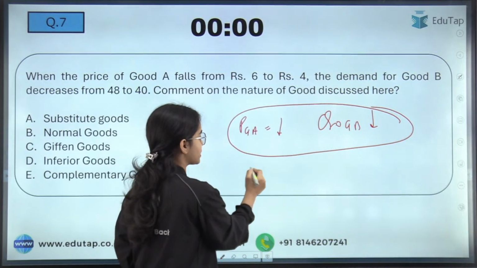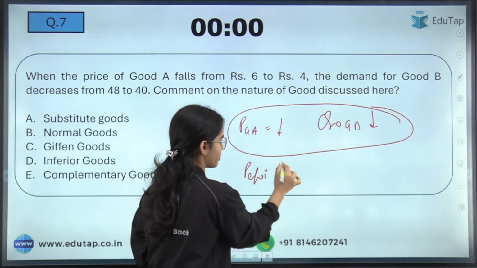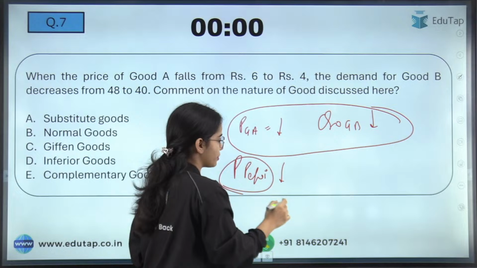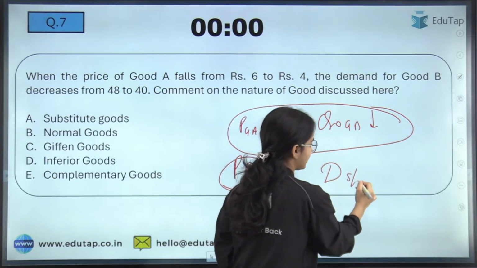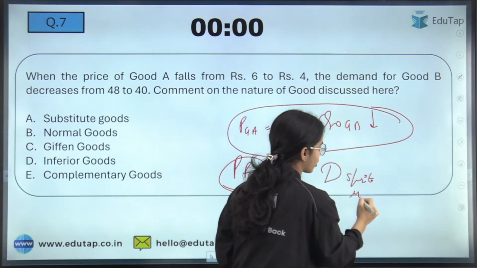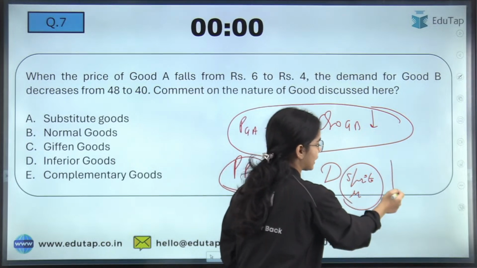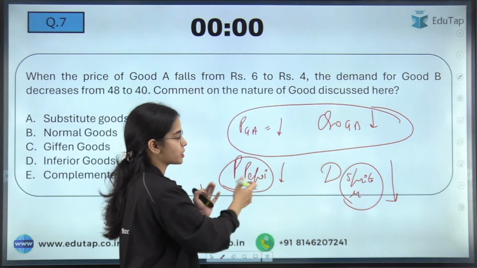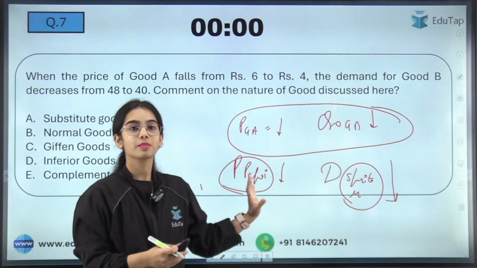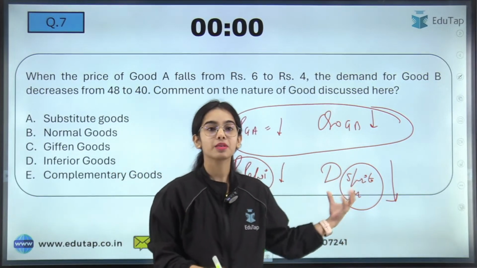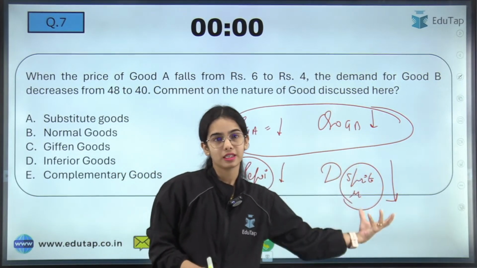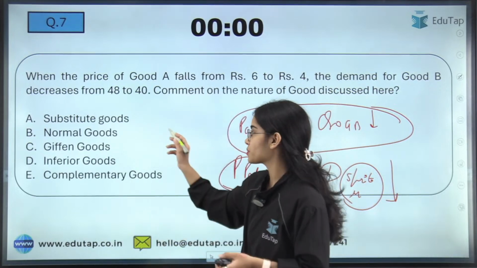When the price of Pepsi is decreasing, then the demand for Sprite or Mirinda or other cold drinks decreases, because now you will shift to Pepsi, because Pepsi prices have decreased. So as the price of a substitute decreases, the demand for other substitutes decreases. So these are substitute goods.